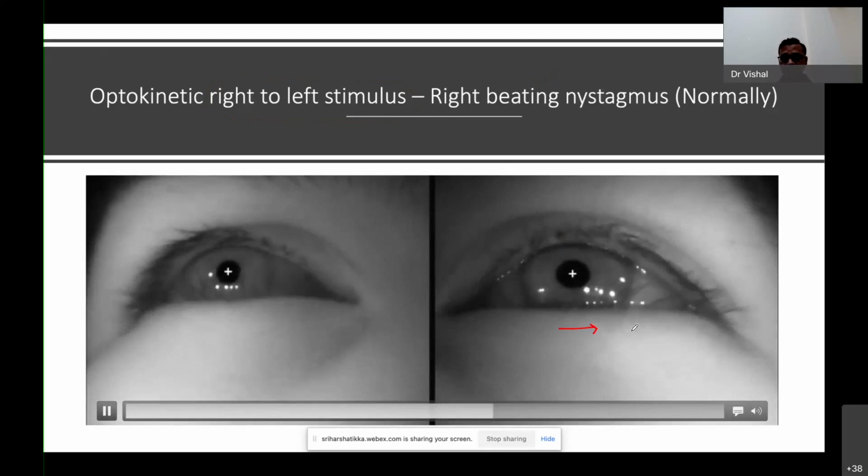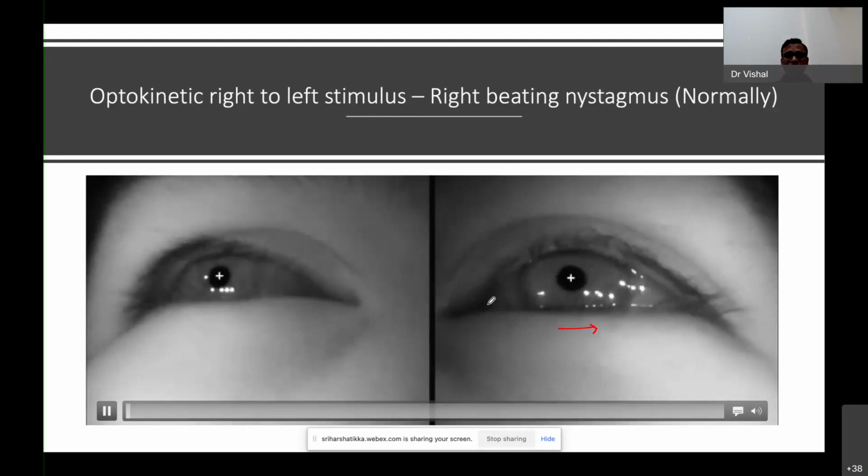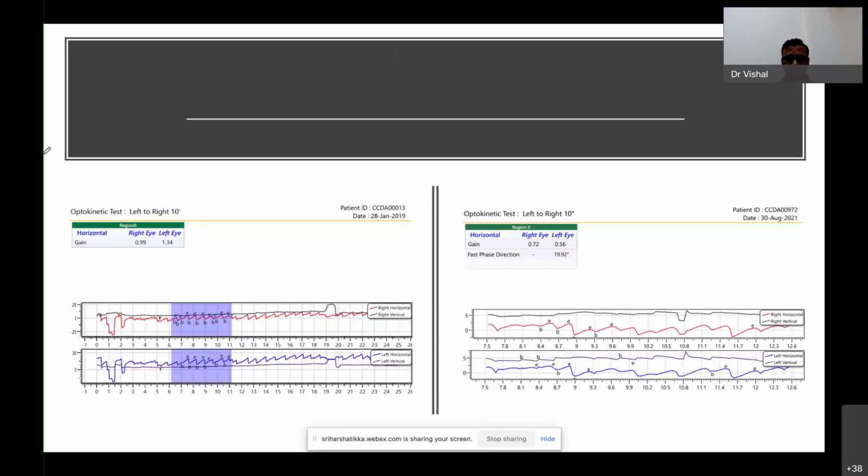So this is about the reversal, and it's not mandatory. Because of this VNG system, we can appreciate a lot of things. This is about the first patient. This is normally what happens in other patients. For example, this is another patient where, when we give the optokinetic left to right stimulus, the patient gets left beating nystagmus. Here you can appreciate that left beating nystagmus.